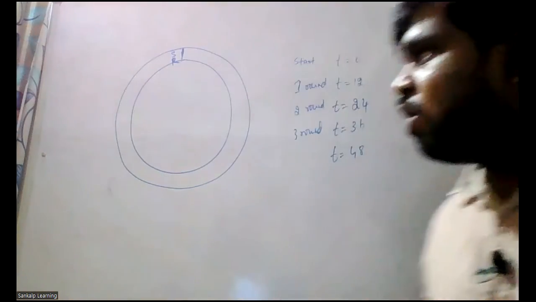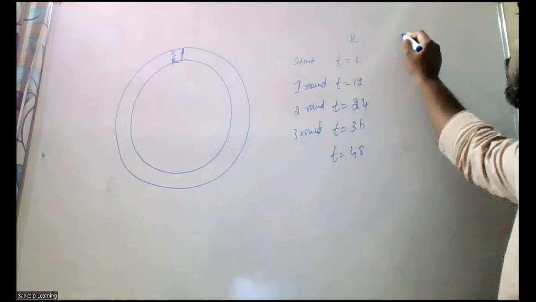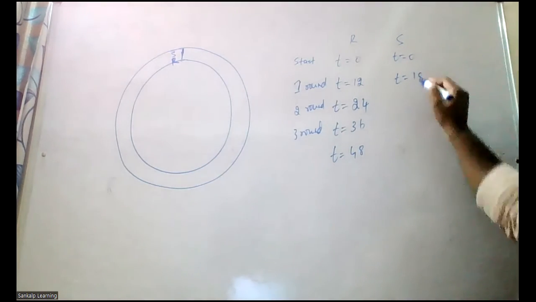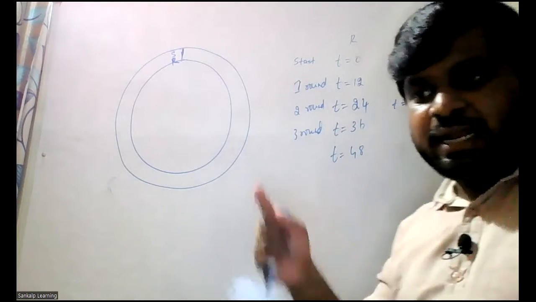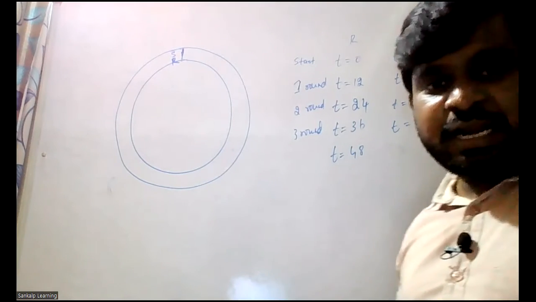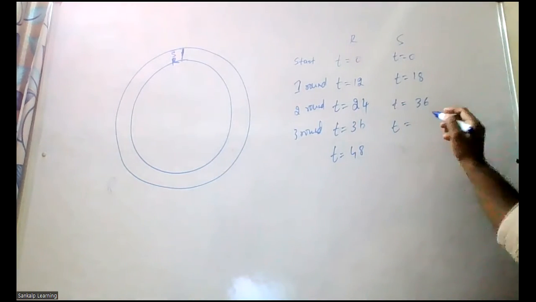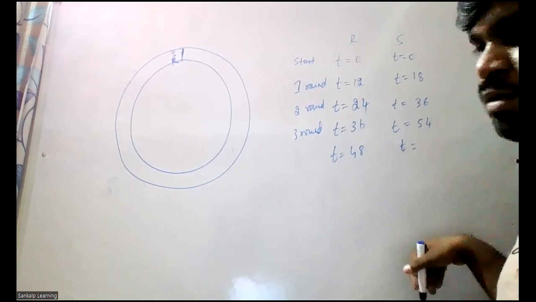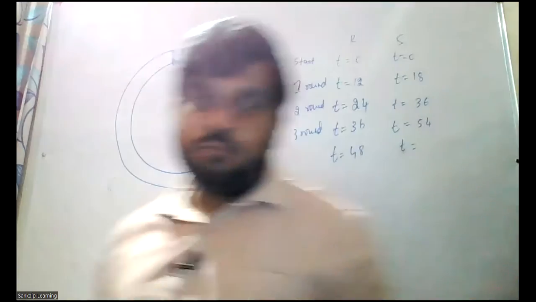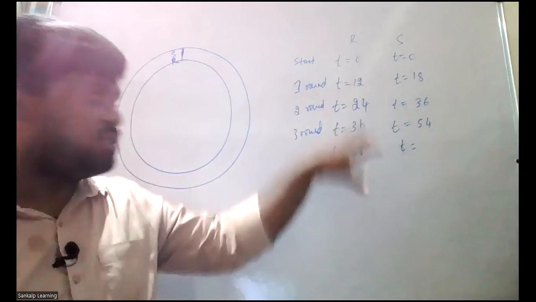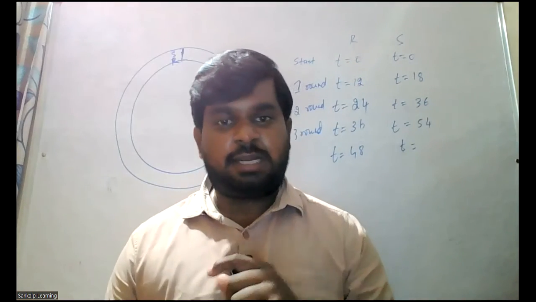If you apply the same logic for Sonia, this is for Ravi, Sonia, after how many minutes will she complete a round? 18 minutes. Then the second round, 18 plus 18, so 36 minutes. 18 plus 18 plus 18, 54, and so on, isn't it? Now we have to find, this is the logic, right? So the time that we are trying to find should be a multiple.